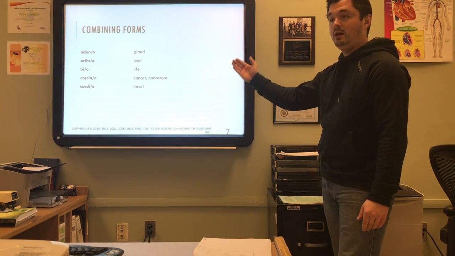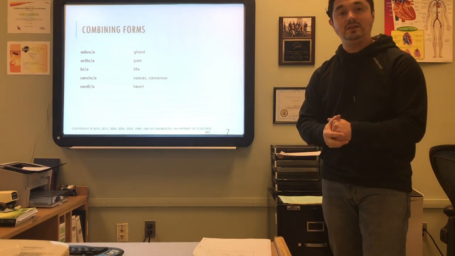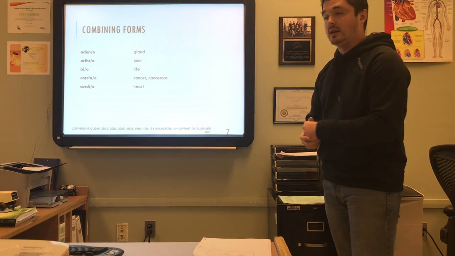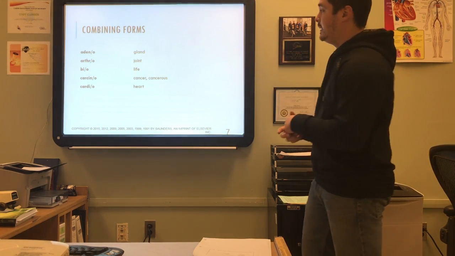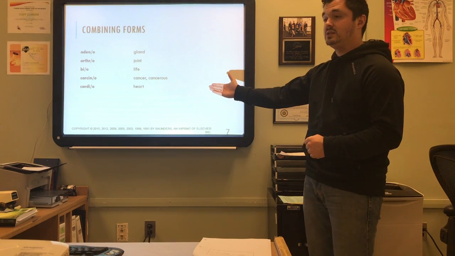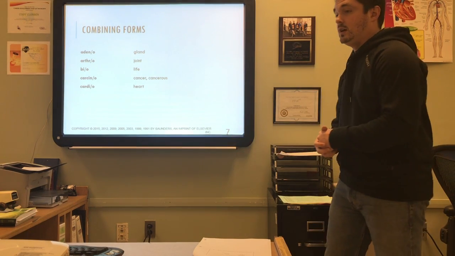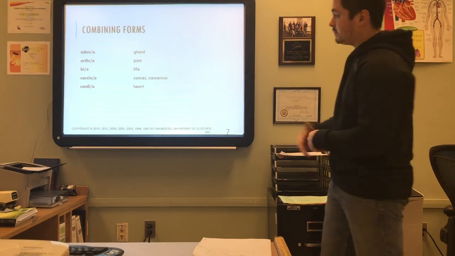Adeno means gland. Arthro means joint. Bio means life. Okay, when you think of this, think of biology. The suffix logy means study of, so biology is the study of life. Carcino means cancerous or cancer. Okay, an example of that would be carcinoma, which would be a cancerous tumor.